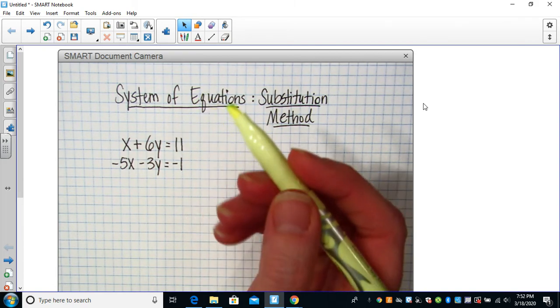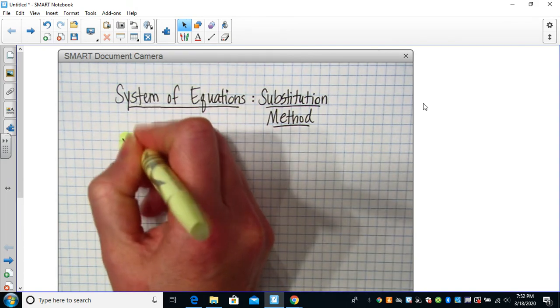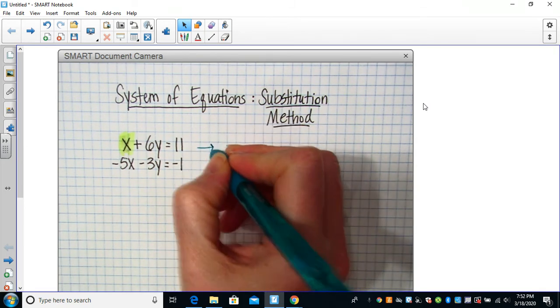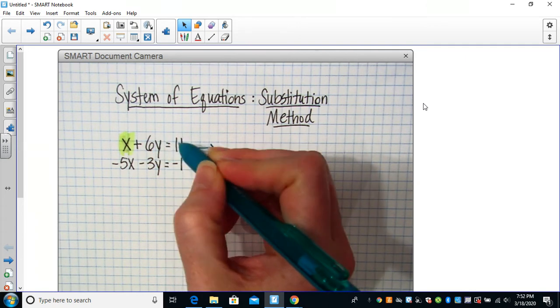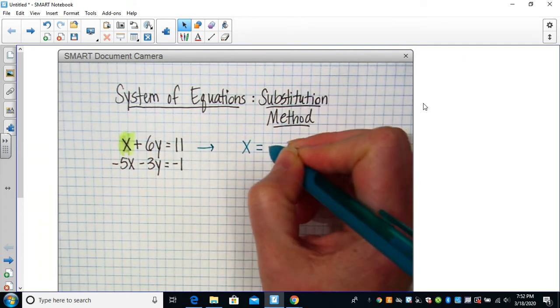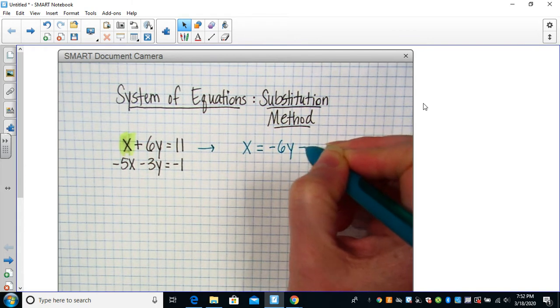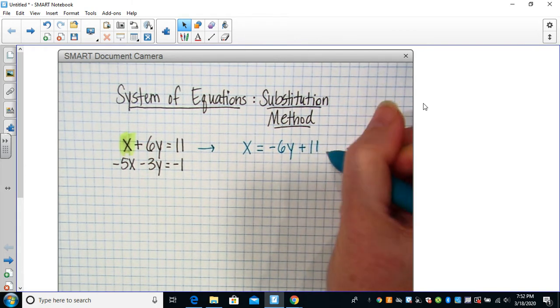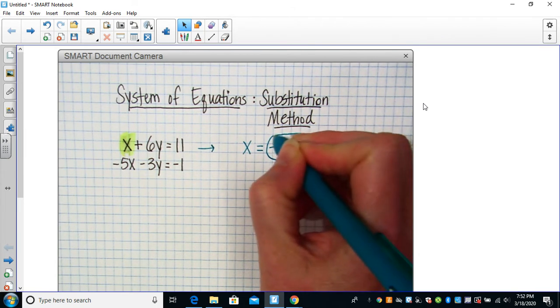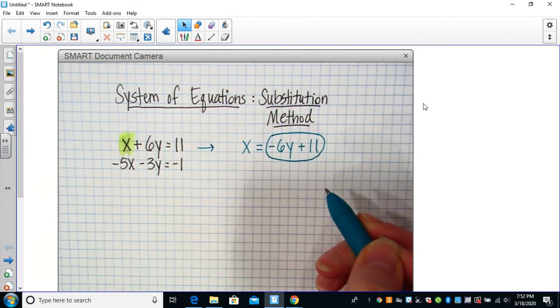So if you look at both of these, it appears to me that the easiest to solve for one of the single variables would be this one, and to solve it for x, to get x by itself. So I'm going to do that over here, which means I have to take the 6y and move it to the other side. So now I have x equals, when I move it over, negative 6y plus 11.